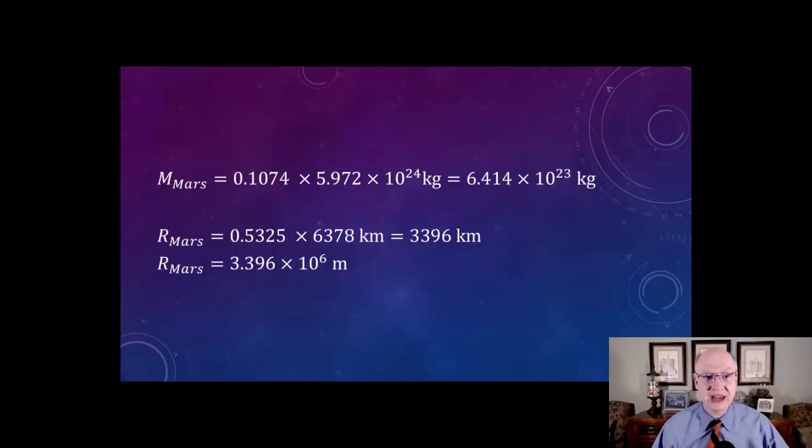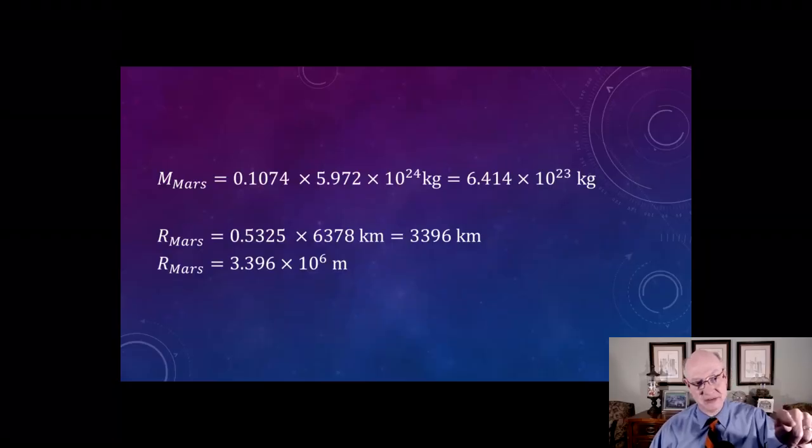Let's calculate the radius of Mars. The radius of Mars is 0.5325 times the radius of Earth, which was 6,378 kilometers. So it's 0.5325 times 6,378. We get 3,396 kilometers for the radius of Mars. Now let's convert that to meters. 3,396 kilometers is 3,396,000 meters, or 3.396 times 10 to the 6th meters in scientific notation.